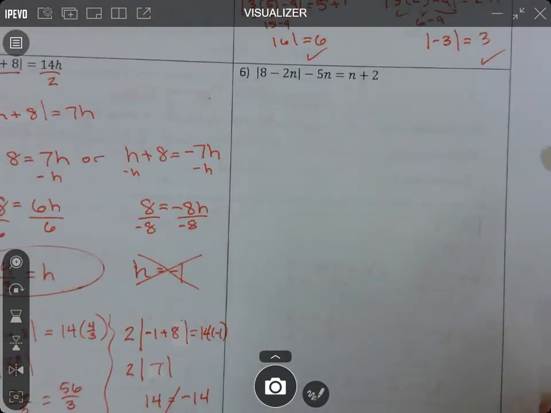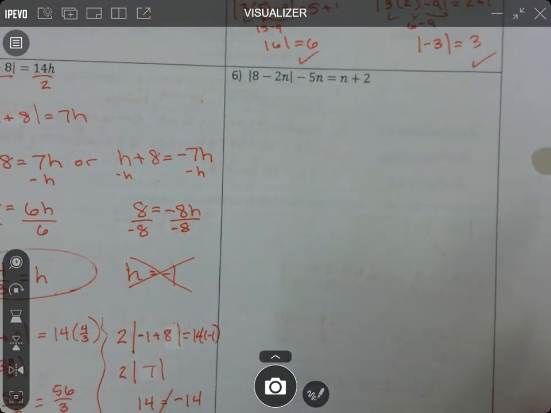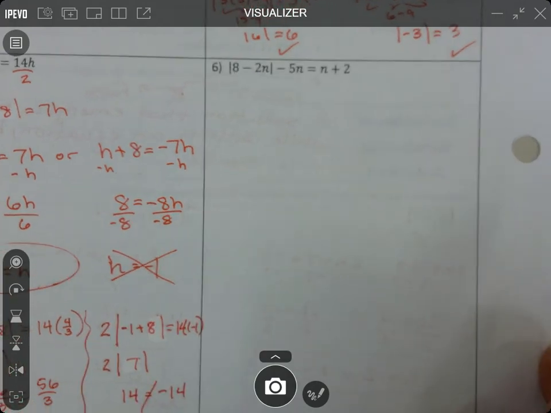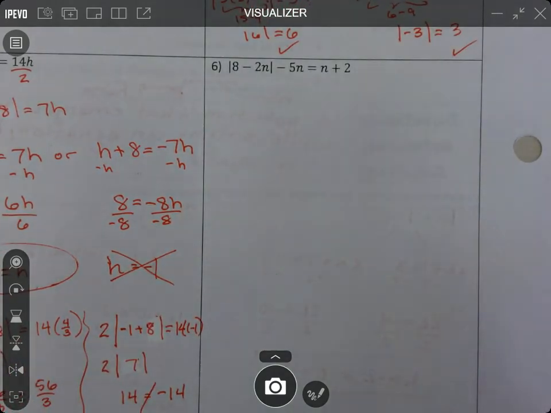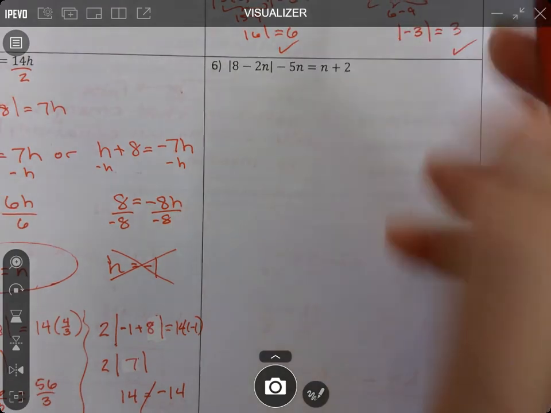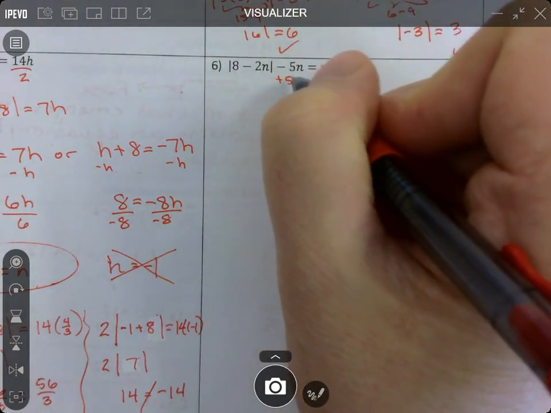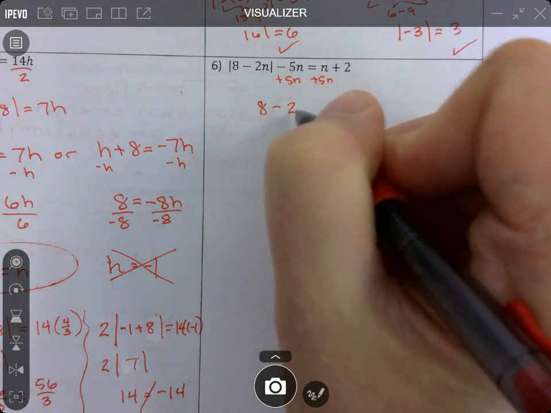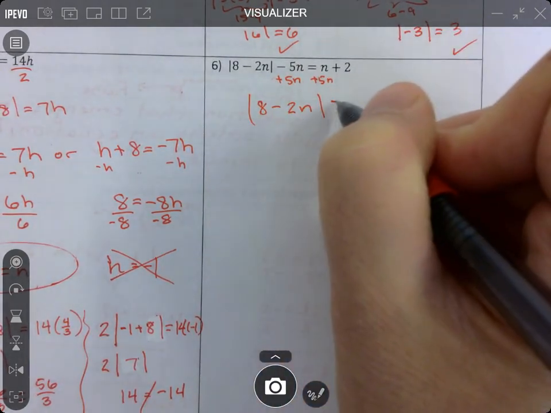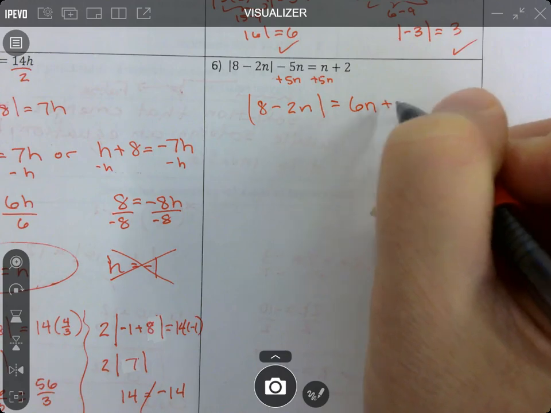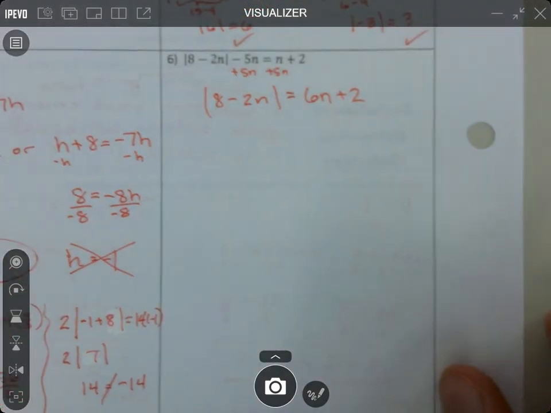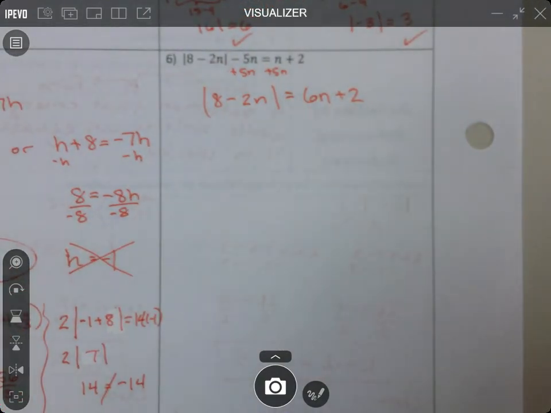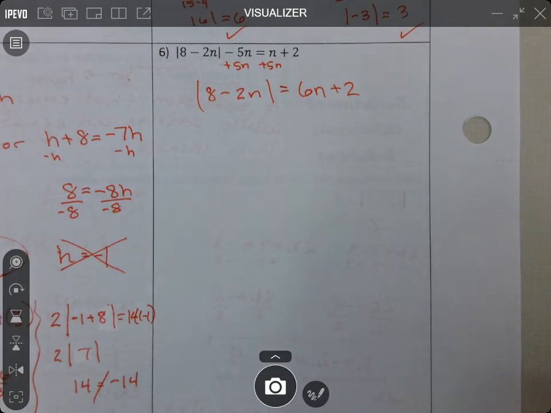Number 6, what do I need to do to start? Okay. I need to add the 5n, so I need to isolate the absolute value. So always isolate the absolute value. 8 minus 2n equals 6n plus 2. Okay, now we have 2 cases. So do me a quick favor and set up those 2 cases. Isolate first, then 2 cases.